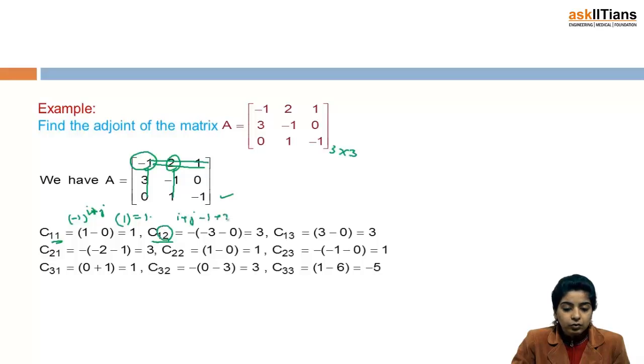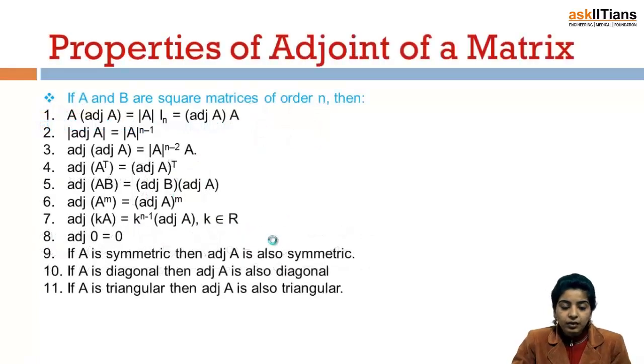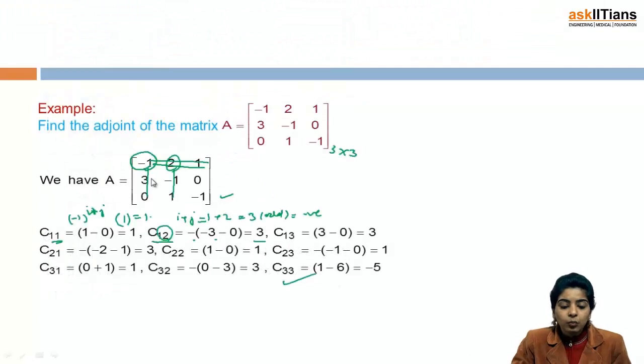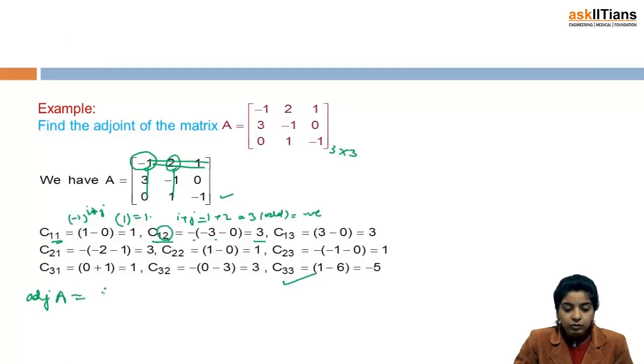This is 3, this is odd, so this will be negative, and so minus of minus 3 is 3. So on you can compute all the cofactors. Now once you compute all the cofactors, what you can do is you'll find out the matrix of cofactors, right? So in order to compute adjoint of A, first of all write down the matrix of cofactors.